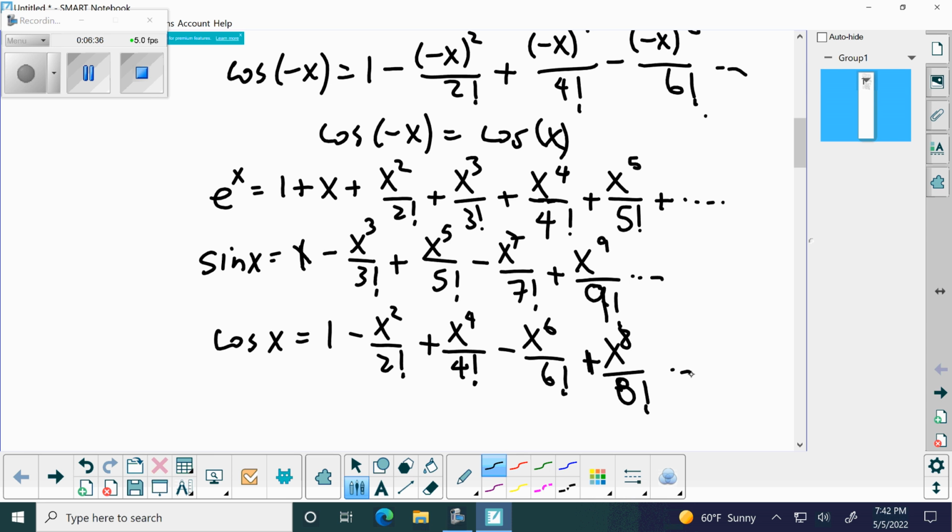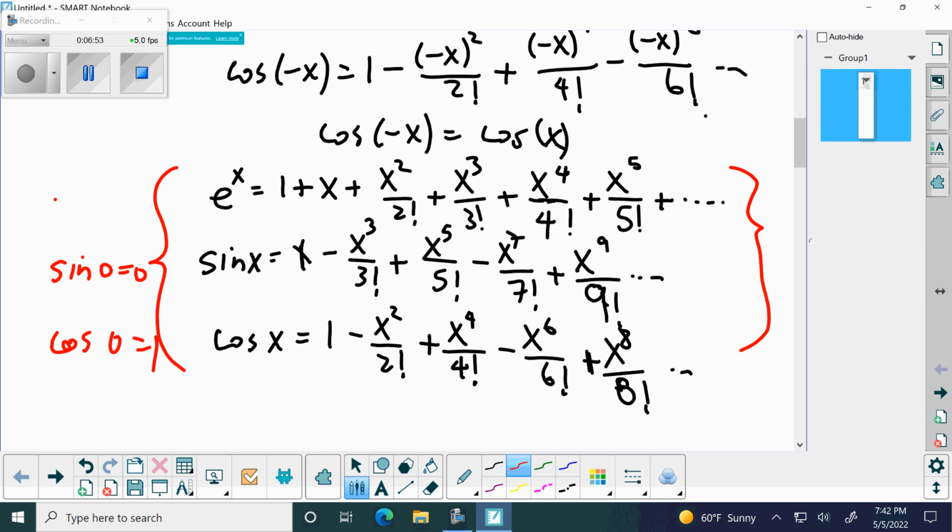So these three really should be memorized. You can remember that sine 0 is equal to 0, cosine of 0 is equal to 1, and e to the 0 is equal to 1. If you plug in 0 for x, you get e to the 0 is 1. So you see here e to the 0 is equal to 1. Sine of 0 is equal to 0. And cosine of 0 is equal to 1.